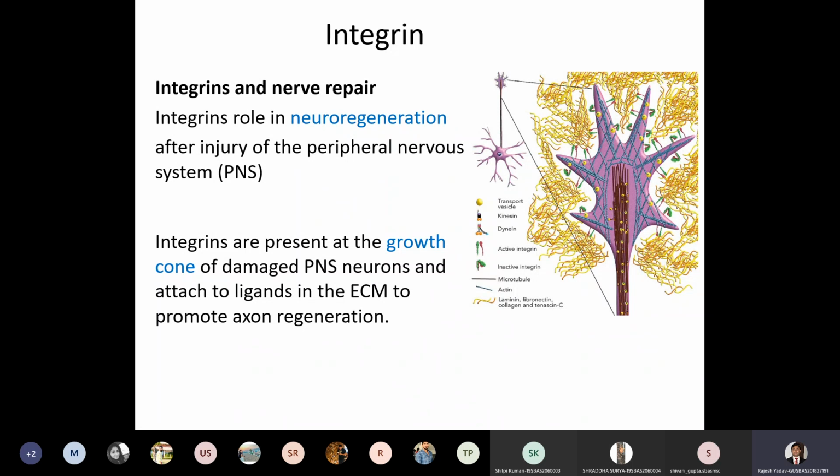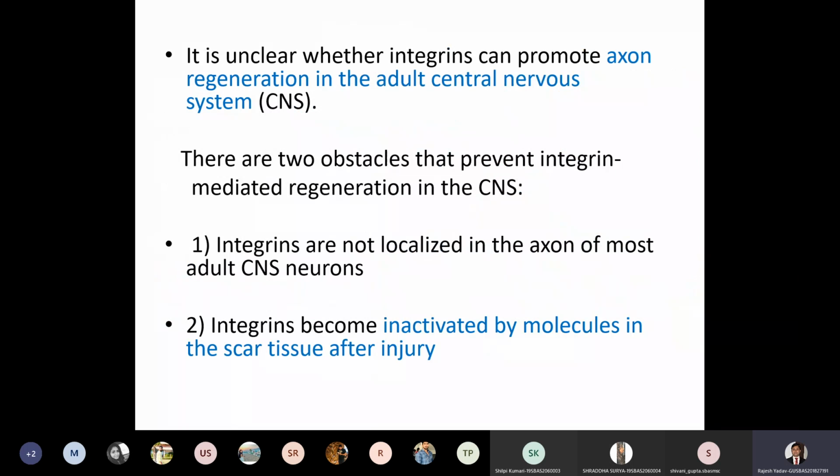Now the question occurs: why do integrins have no role in the central nervous system? If the neuron can be regenerated by the integrin protein, it may be possible in the central nervous system too. But if you remember the various diseases associated with the central nervous system, like Parkinson's disease and Alzheimer's disease, these are not easy to recover. That means the neurons are not regenerated. That is why the disease does not easily recover. The reason is that there is evidence showing that neurons are not regenerated in the central nervous system.